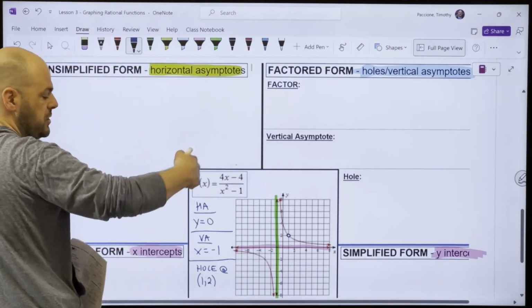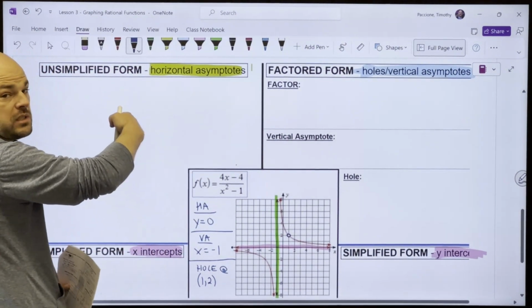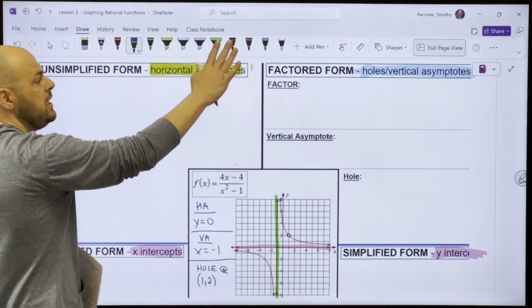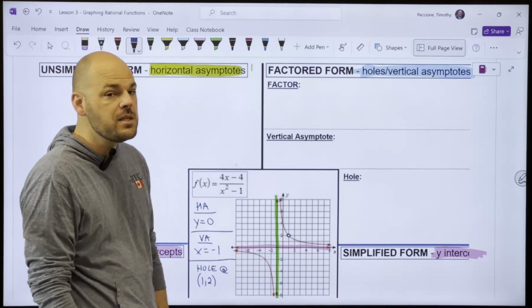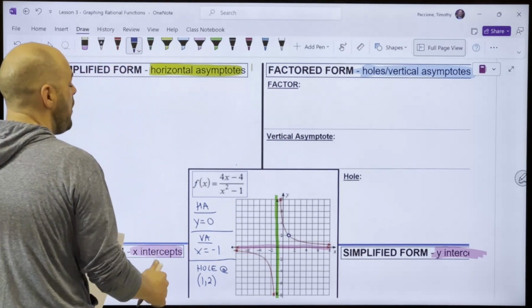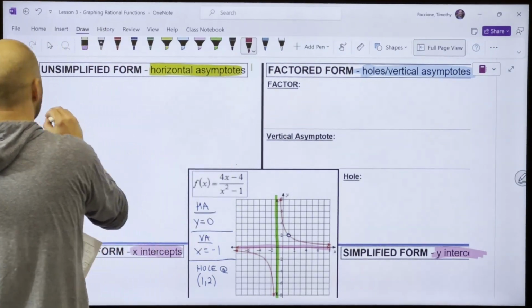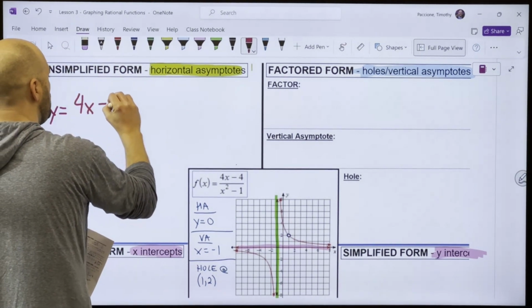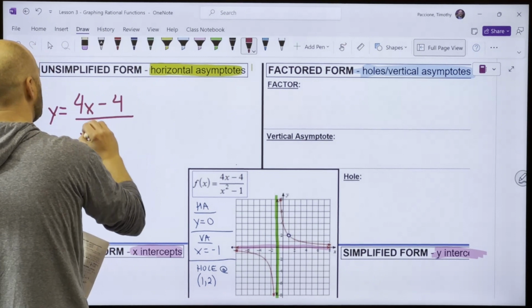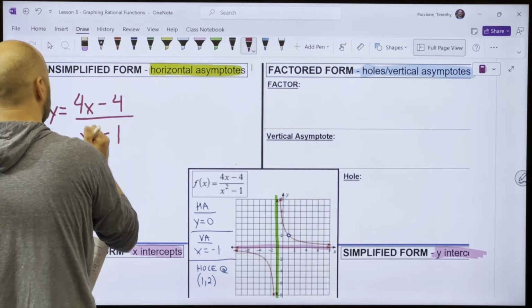You do need to factor to do some of it. But if you like to get the horizontal before you start factoring, you can. If you like to factor first and just circle back for the horizontal in that unsimplified form, you can. It's fine. All right, so our equation is y equals 4x minus 4 over x squared minus 1.